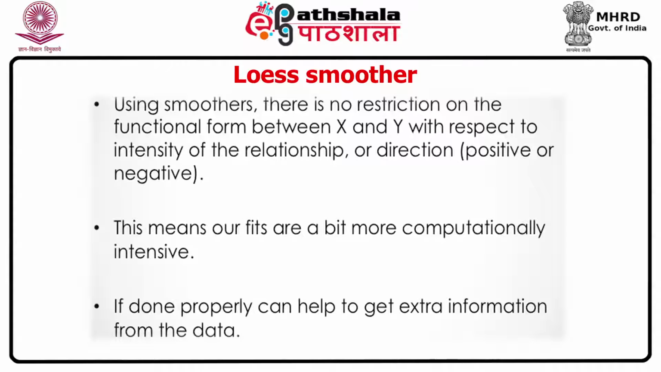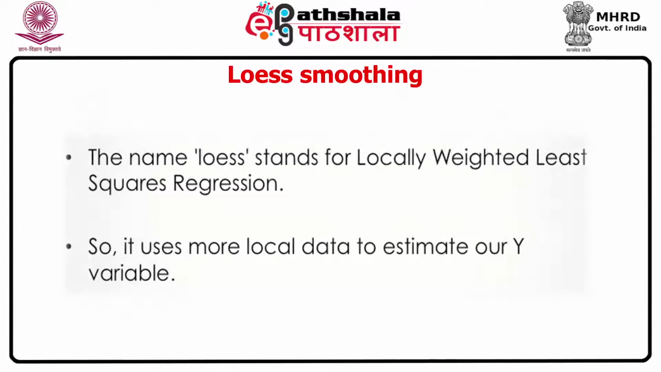If done properly, we can get extra information from the data, but just as with kernel smoothing, the information that we get is highly dependent upon correct choice of the smoothing parameter. So the name Loess actually stands for locally weighted least squares regression, and in many software versions you can get an additional function LOWESS as well as a function LOESS, both of which affect Loess smoothing, but there are some minor differences between the two.